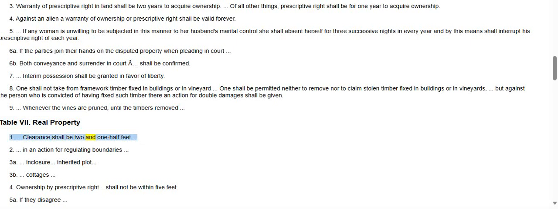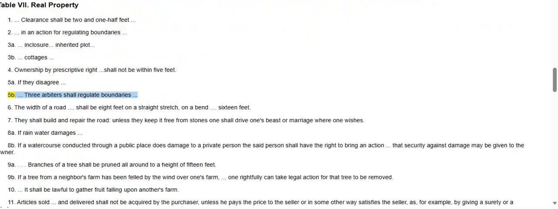1. Clearance shall be 2.5 feet. 2. In an action for regulating boundaries. 3a. Enclosure, inherited plot. 3b. Cottages. 4. Ownership by prescriptive right shall not be within 5 feet. 5a. If they disagree. 5b. Three arbiters shall regulate boundaries.